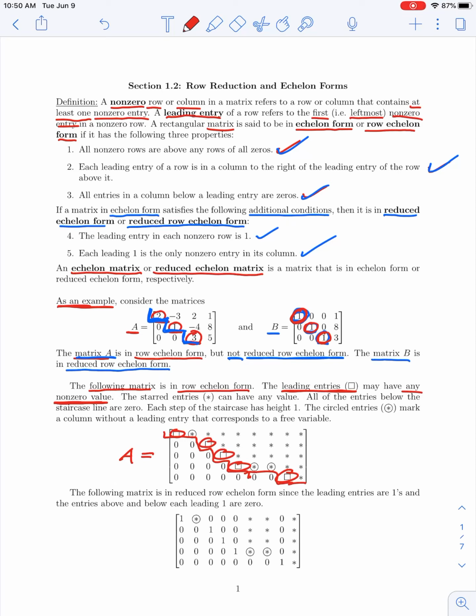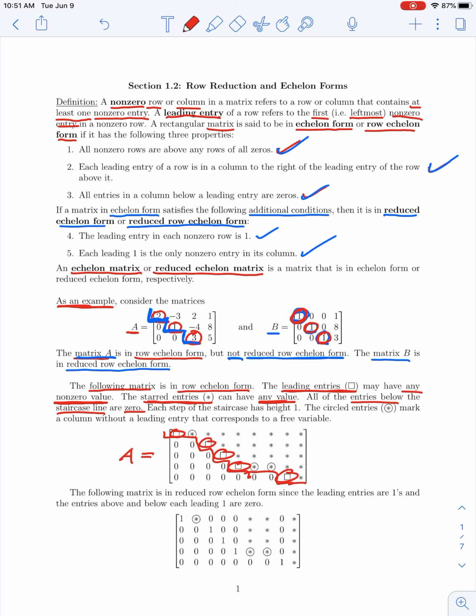And the entries that are marked by stars or asterisks within this general matrix can have any value. So any real numbers for these entries that are marked by stars. Now notice that all of the entries below this so-called staircase line, that is the entries below each of our leading entries, are zeros, which needs to be true for our third condition for an echelon matrix.